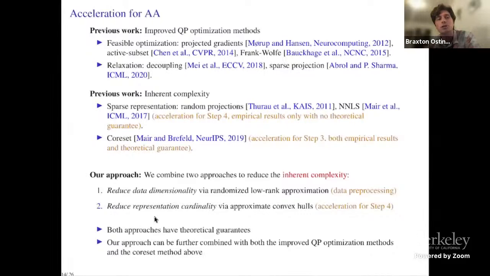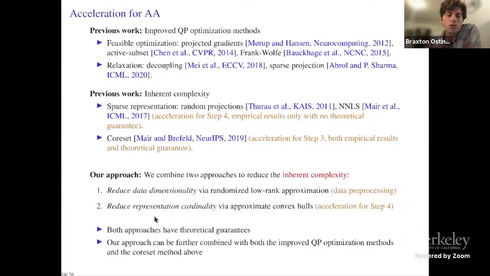focused on improving the optimization methods, solving the quadratic programs. So people applied many different optimization methods here. And then there's also previous work on the inherent complexity. So some of this is empirical and some of it's more theoretical, relying on either random projections or core sets.